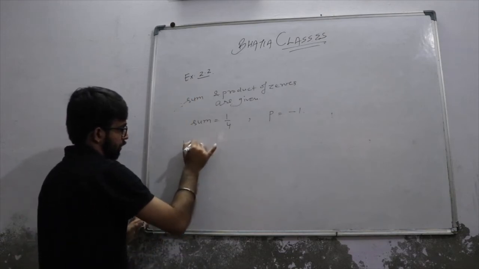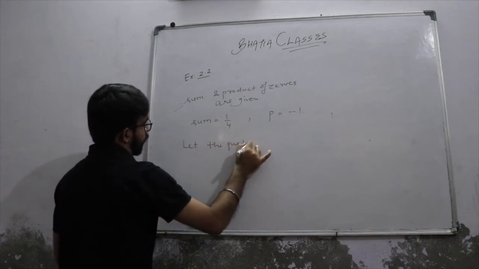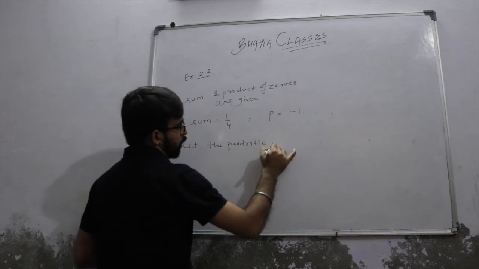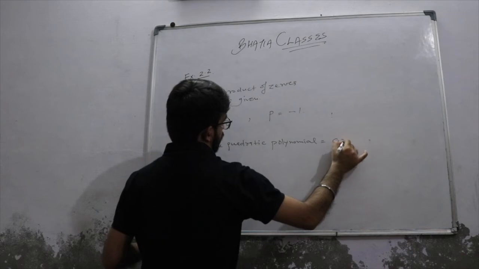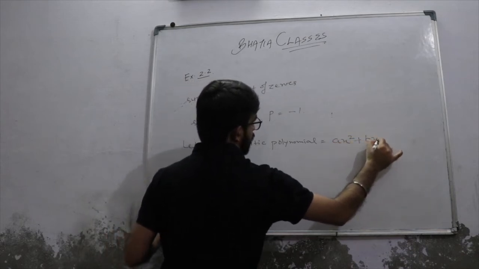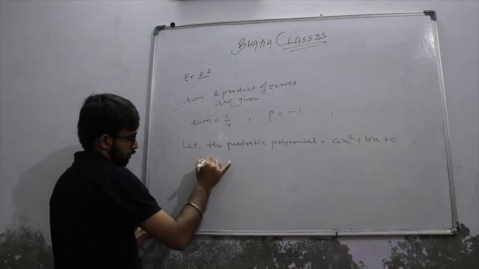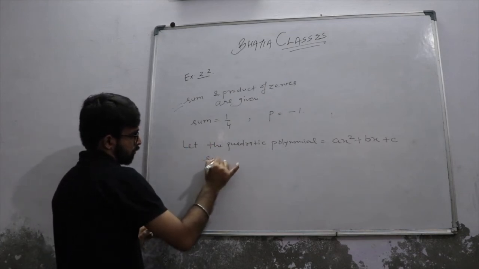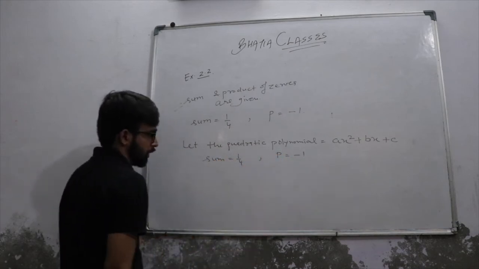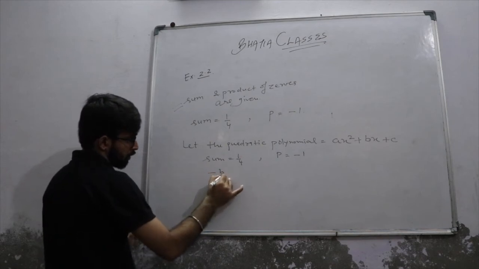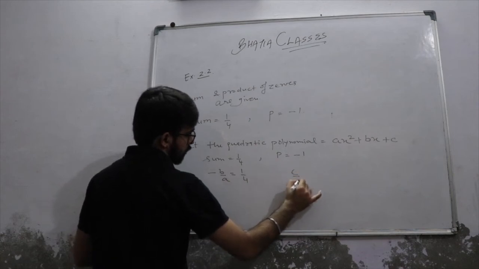You have to firstly let the quadratic polynomial be ax square plus bx plus c. Now the sum is given as 1 by 4 and the product is given as minus 1. You know the formula of sum, that is minus b by a, and product is c by a.